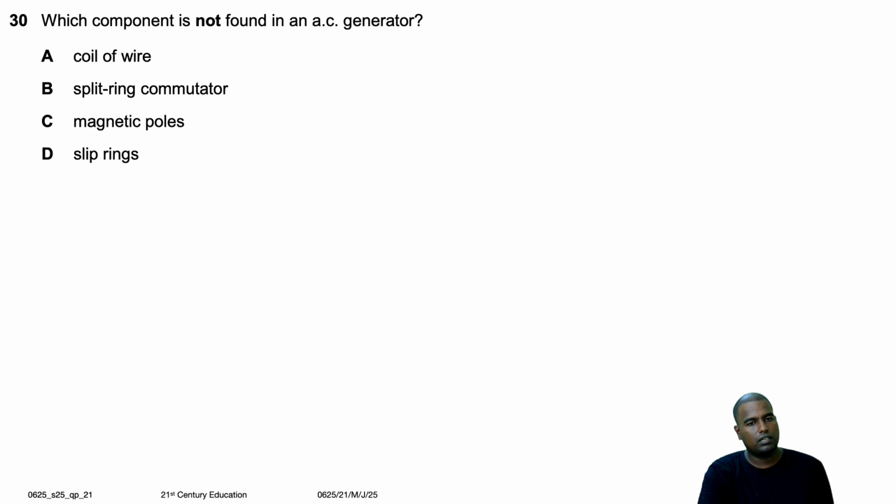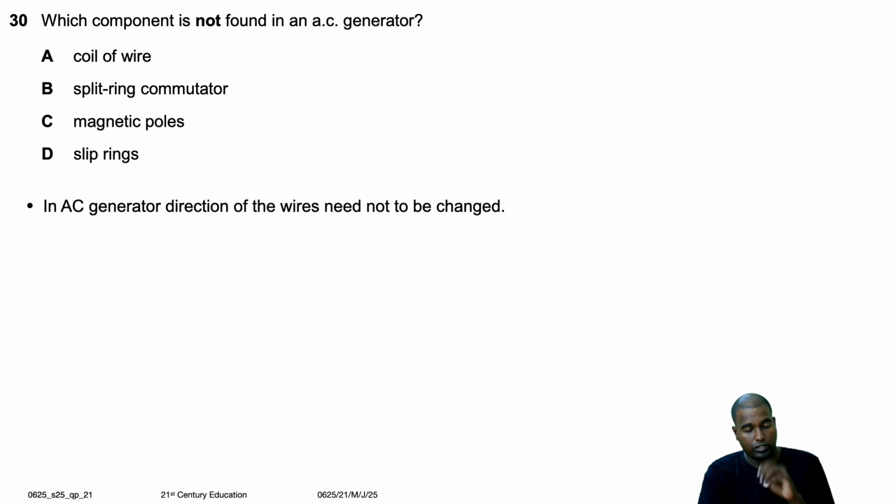Which component is not found in an AC generator? Split ring commutator, because in AC we do not need to change the polarity. It will change, and it will be taken as AC current.